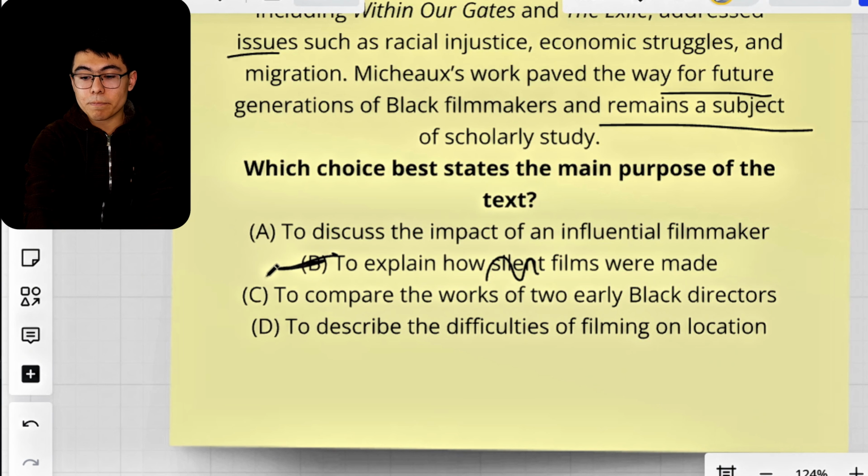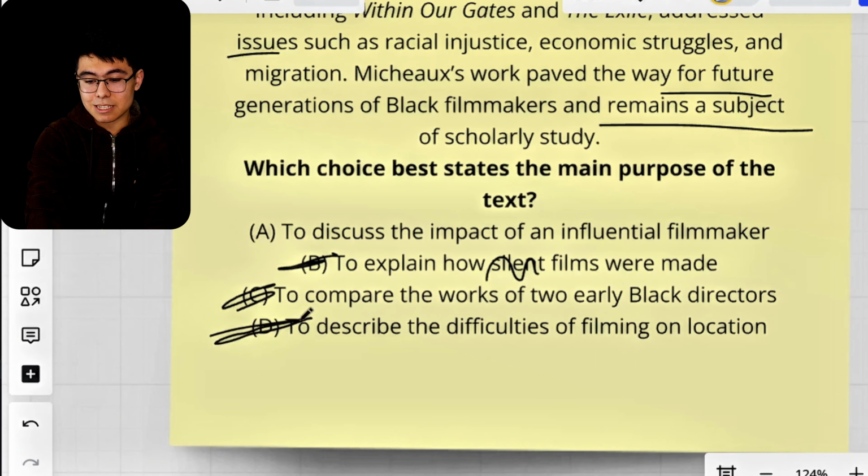Choice C, to compare the works of two early Black directors. Well, there is only one filmmaker discussed in this passage, so we can eliminate it. Choice D, to describe the difficulties of filming on location. Well, the passage doesn't even mention it, so we can eliminate D as well. So A is the best choice here.